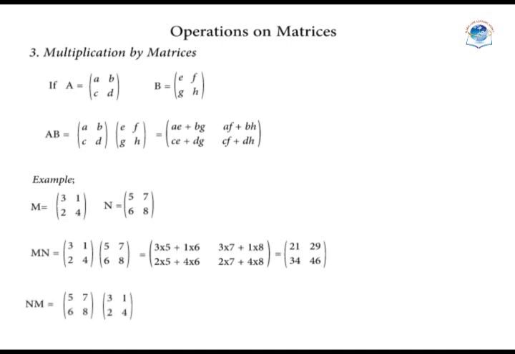NM is equal to 5 times 3 plus 7 times 2, 5 times 1 plus 7 times 4, 6 times 3 plus 8 times 2, and 6 times 1 plus 8 times 4, giving us 29, 33, 34, 38. And so you see, M times N is not the same as N times M in matrices.